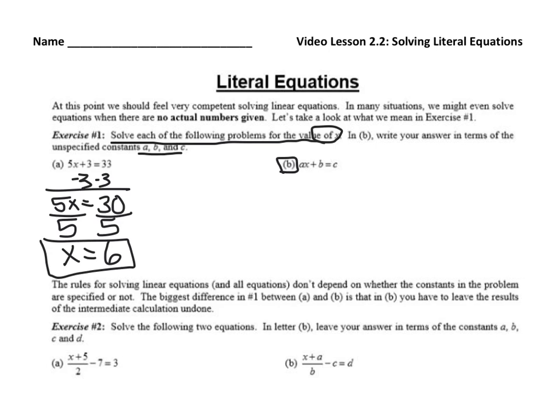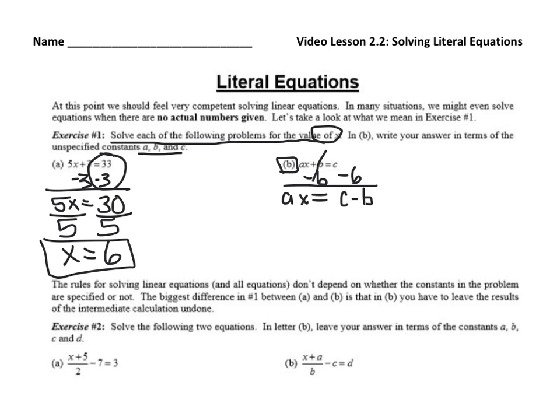So now if you look at letter B, it looks the same as letter A, except the 5 has been replaced with a variable, A. The 3 has been replaced with B. The 33 has been replaced with C. But we're going to follow the exact same steps to solve letter B as we did in letter A. To get the x by itself, we first would subtract B from both sides. And we end up with AX equals, now unlike over here where 33 minus 3 gave us 30, C minus B we can't simplify because we don't know the value of C or B. So the only thing we can do is write it as C minus B.